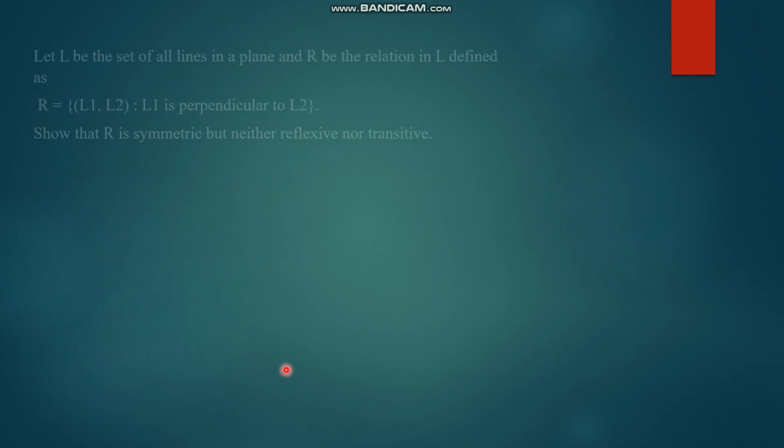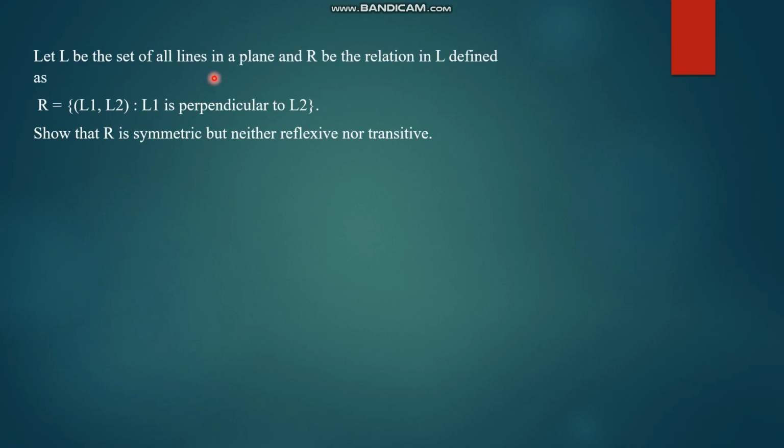Now let's take one more example. Let L be the set of all lines in a plane and R be the relation in L defined as R is set of all lines L1 and L2 where L1 is perpendicular to L2. You know the meaning of perpendicular. If two lines are perpendicular, the angle between them is 90 degree. Now we have to show that R is symmetric but neither reflexive nor transitive.